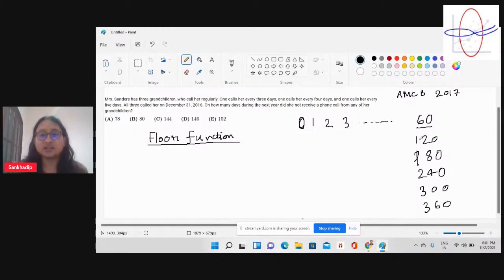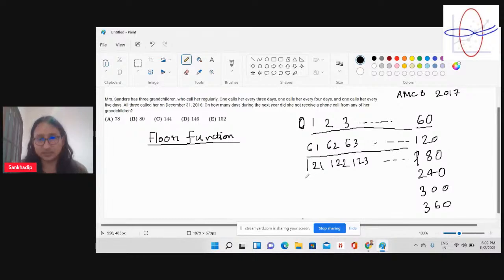So the problem kind of has a periodicity. So 61, 62, 63 till 120, 121, 122, 123 till 180, and so on. These intervals are all similar. The patterns repeat.